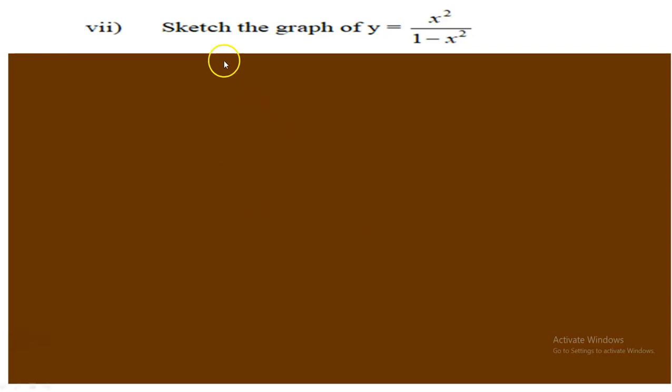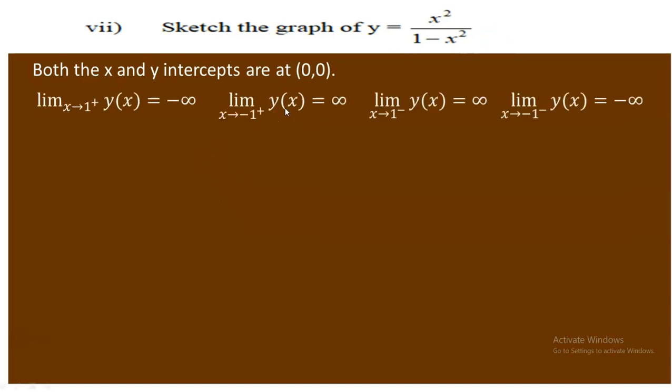You are asked to find the graph of this one. So everything is now obtained. The x and y intercepts are clearly at the origin, because when x is 0, y is 0, and when y is 0, x is going to be 0. So the x and y intercepts of this particular function are at the origin. So the graph crosses both axes at the origin. That is a way of saying that.